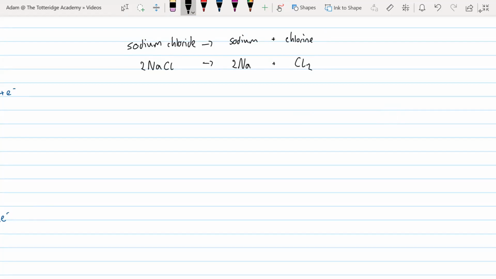Now, of course, I need to think about the state of each of these. So if they're solid, liquid, gas, or aqueous. Now, this cannot be a solid. I want you to think about why it can't be a solid, and you're going to call your answer on 3. Why can this not be a solid if I'm doing electrolysis? 1, 2, 3.